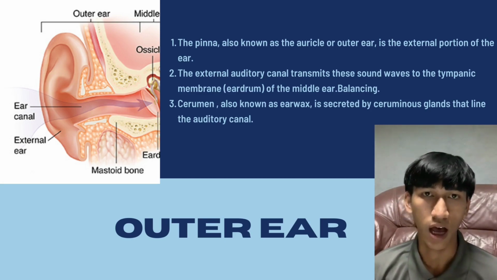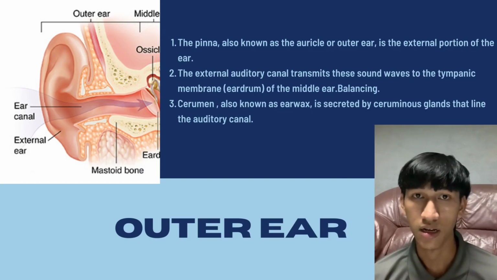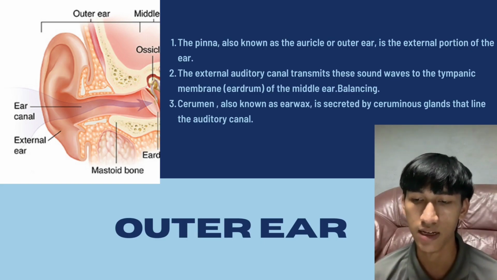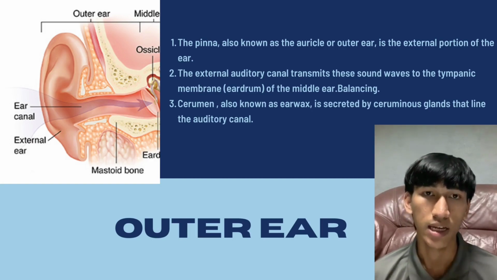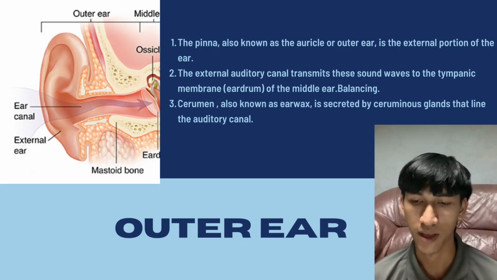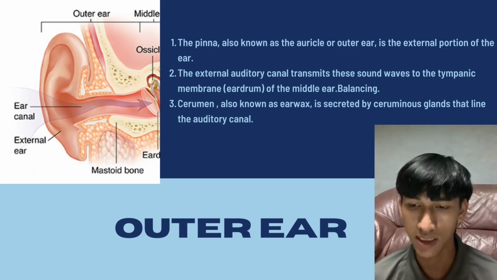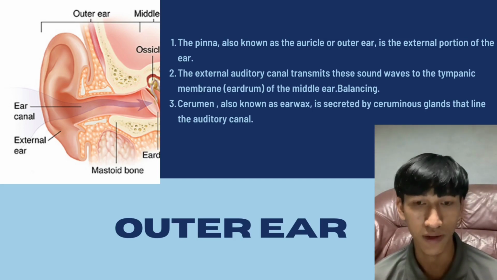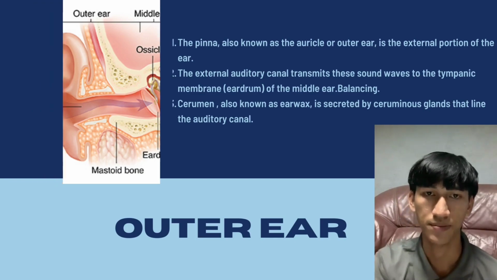So, do you know about cerumen? Cerumen, also known as earwax, is secreted by the ceruminous glands that line the auditory canal. This sticky yellow-brown substance has a protective function because it traps small insects, dust, debris, and some bacteria to prevent them from entering the middle ear.